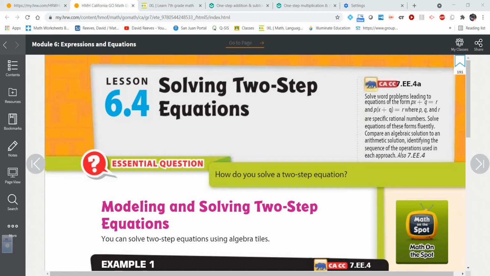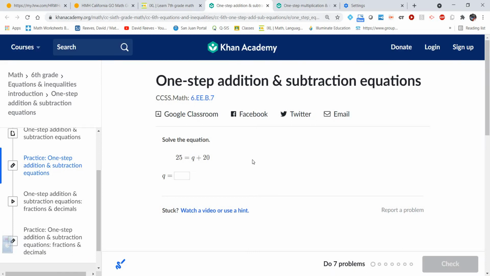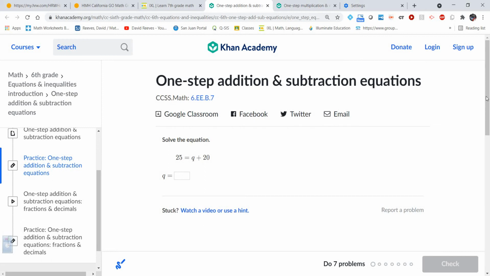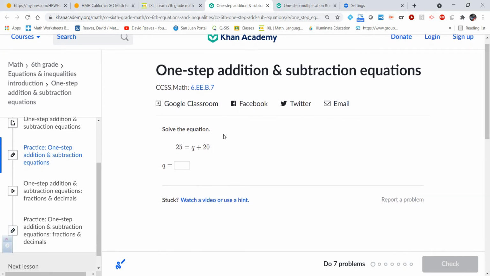And in this video, we're going to be working through lesson 6.4 in the Math 7 HMH book, solving two-step equations. But before we do that, we're going to do a quick review of one-step equations. In our previous lesson, we were solving one-step equations, and one-step equations could be addition and subtraction equations or multiplication and division equations. So let's remind ourselves of how to solve one step, because you need to know how to do one step in order to do two-step equations.